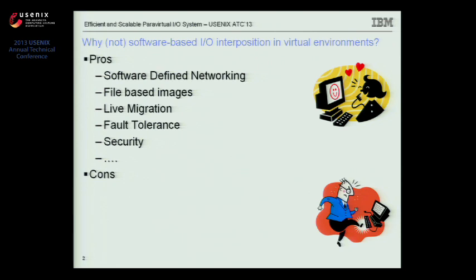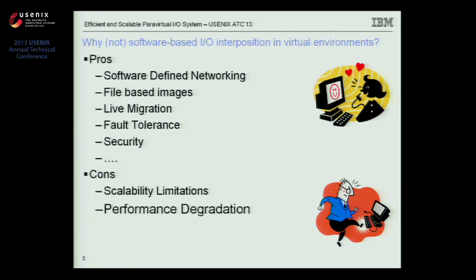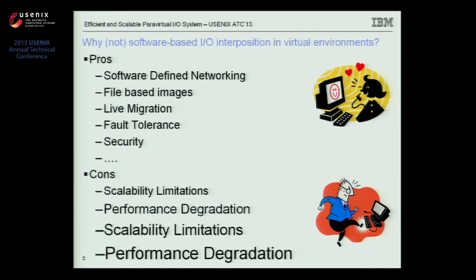We may also want to implement file-based images, and expose a block device to a virtual machine that is actually stored as a file in some file system. If we would like to support live migration and fault tolerance, or run some kind of firewall at the hypervisor level. And there are, actually not many good reasons not to do that. Just a few: performance degradation, scalability limitations, more performance degradation, more scalability limitations.